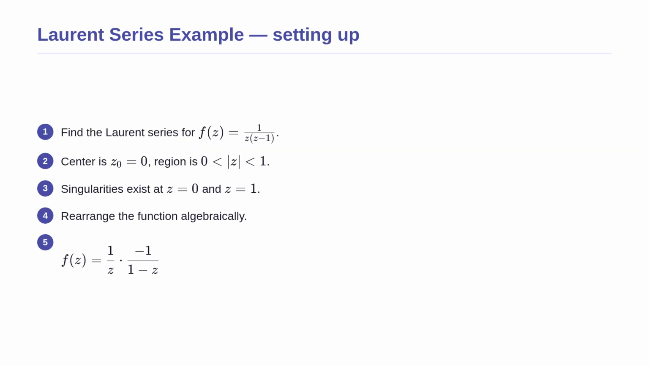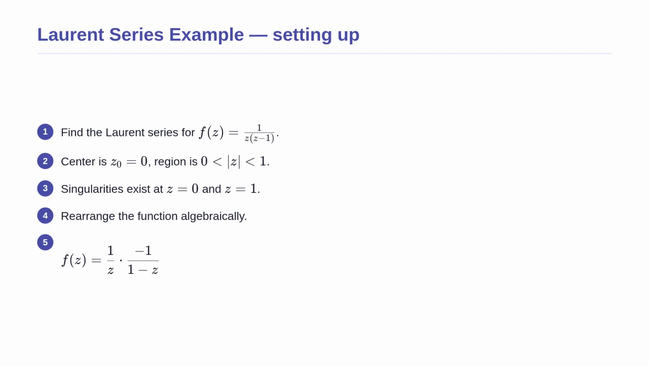Let us apply this new formula to a function that is broken at the center. We want to find the Laurent series for the function 1 over z times z minus 1, centered at 0, specifically in the ring-shaped region where the magnitude of z is between 0 and 1.